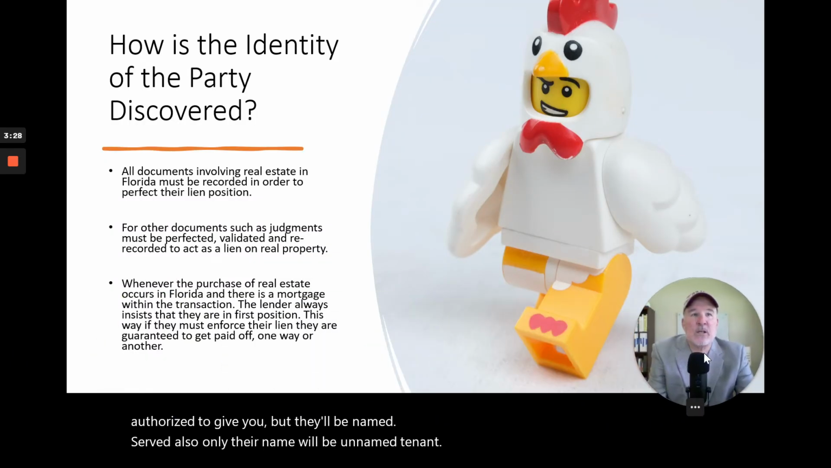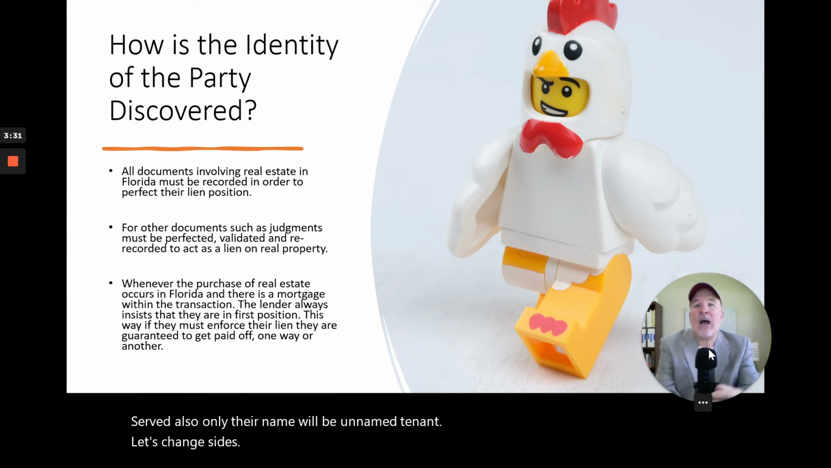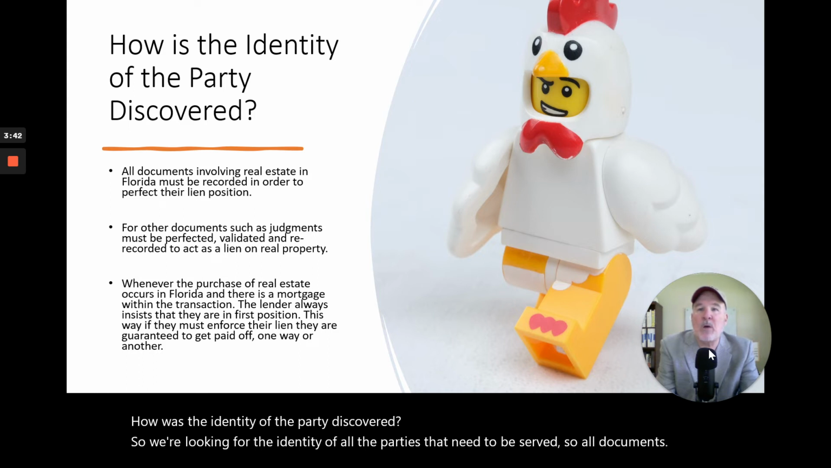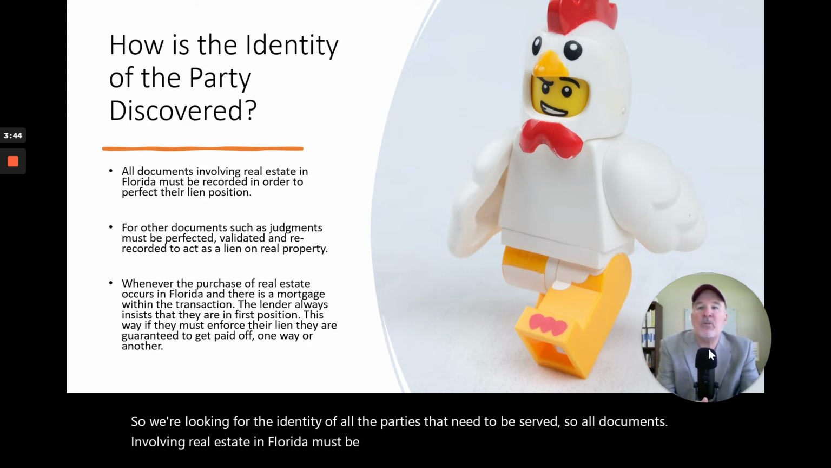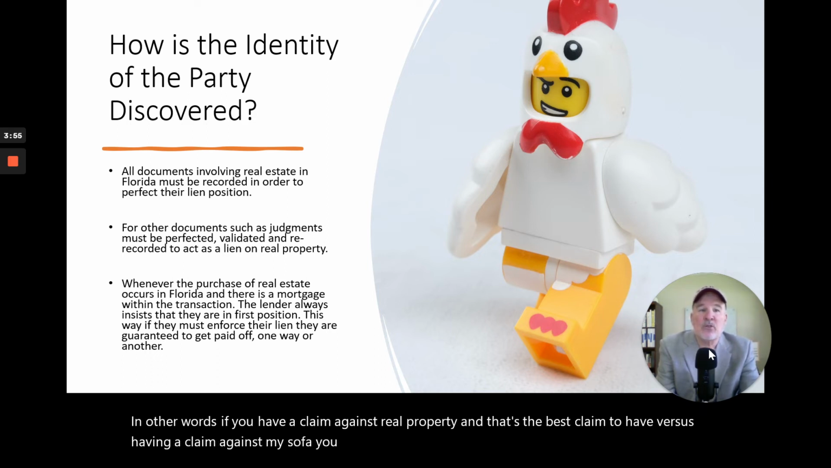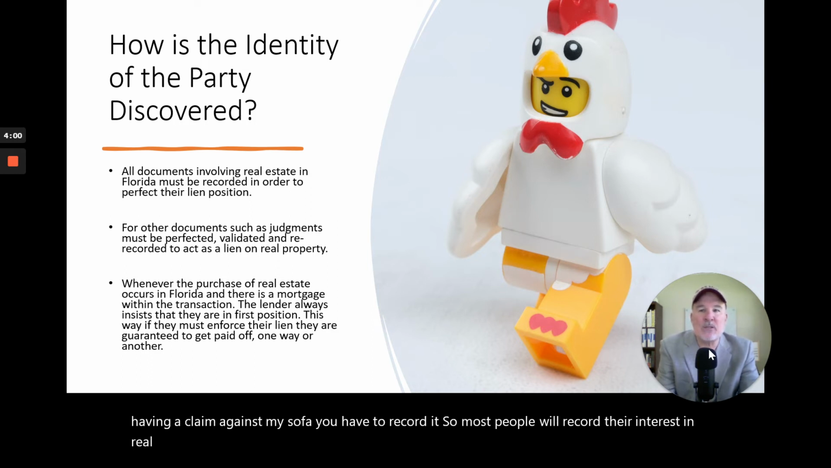Okay, let's change slides. How is the identity of the party discovered? So we're looking for the identity of all the parties that need to be served. All documents involving real estate in Florida must be recorded in order to perfect their lien position. In other words, if you have a claim against real property, and that's the best claim to have versus having a claim against my sofa, you have to record it. So most people will record their interest in real property no matter what it is.